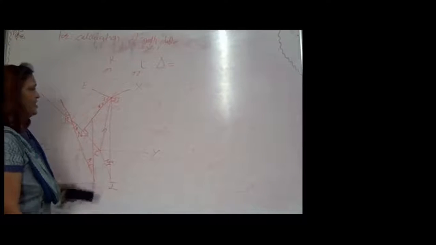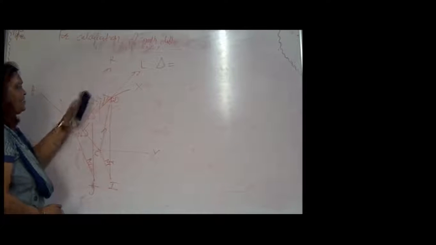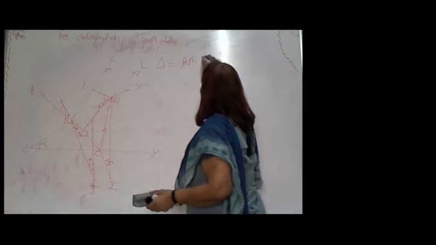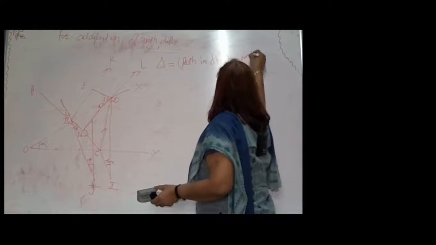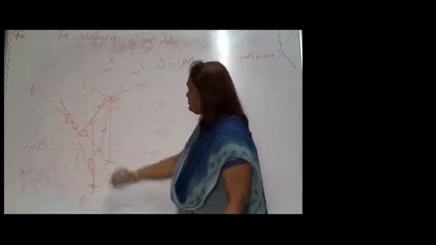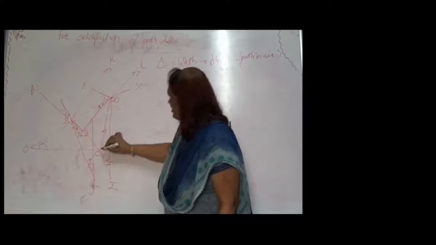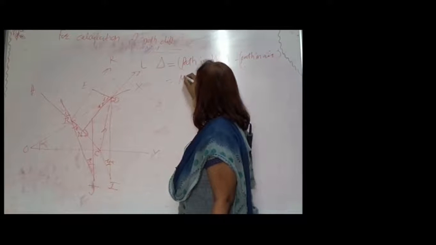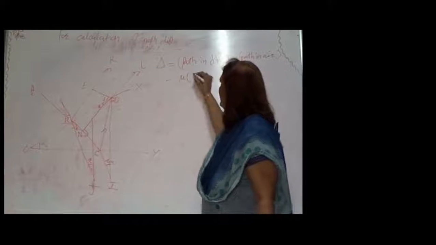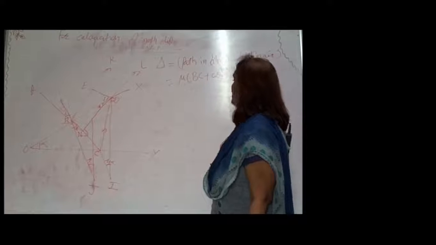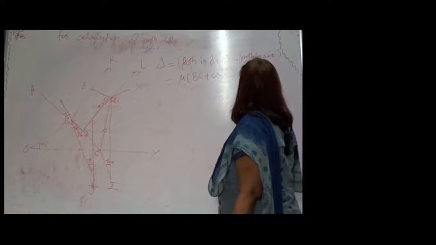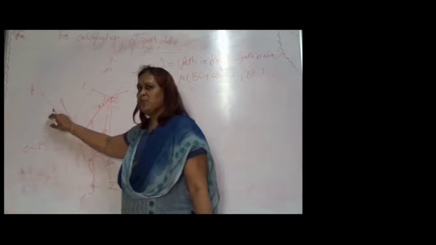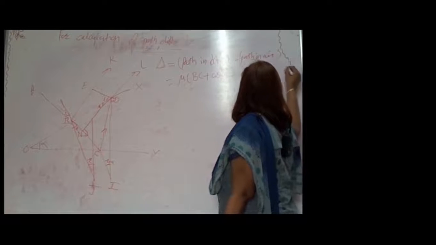Delta is equal to the path difference, generally denoted as capital delta. Delta is equal to the path in the medium minus the path in the air. So delta is equal to the path in the film minus the path in the air. Now here, the path in the film we consider as BC plus CD, and BE is the path in the air medium. So for refractive index of the film as mu, we consider the path in the film, mu times BC plus CD, minus the path in the air, which is nothing but BE. In the air we consider that the value of mu is 1. So we denote this as equation number 1.